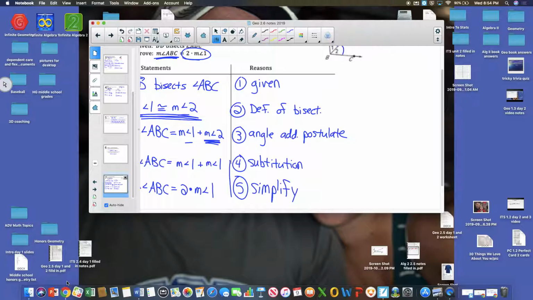Take advantage of work time. Try to get that worksheet done. It is definitely doable in class. You can work with partners. Miss Walker will gladly help you out. So take advantage of her if you have questions.